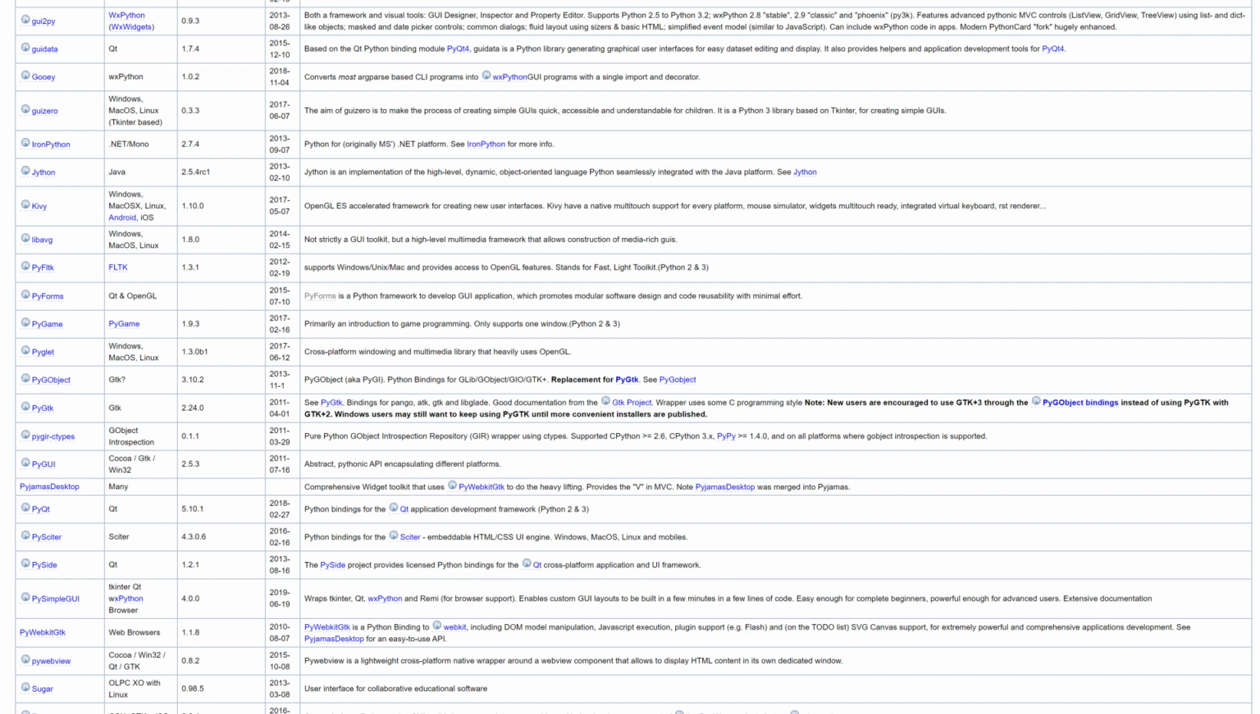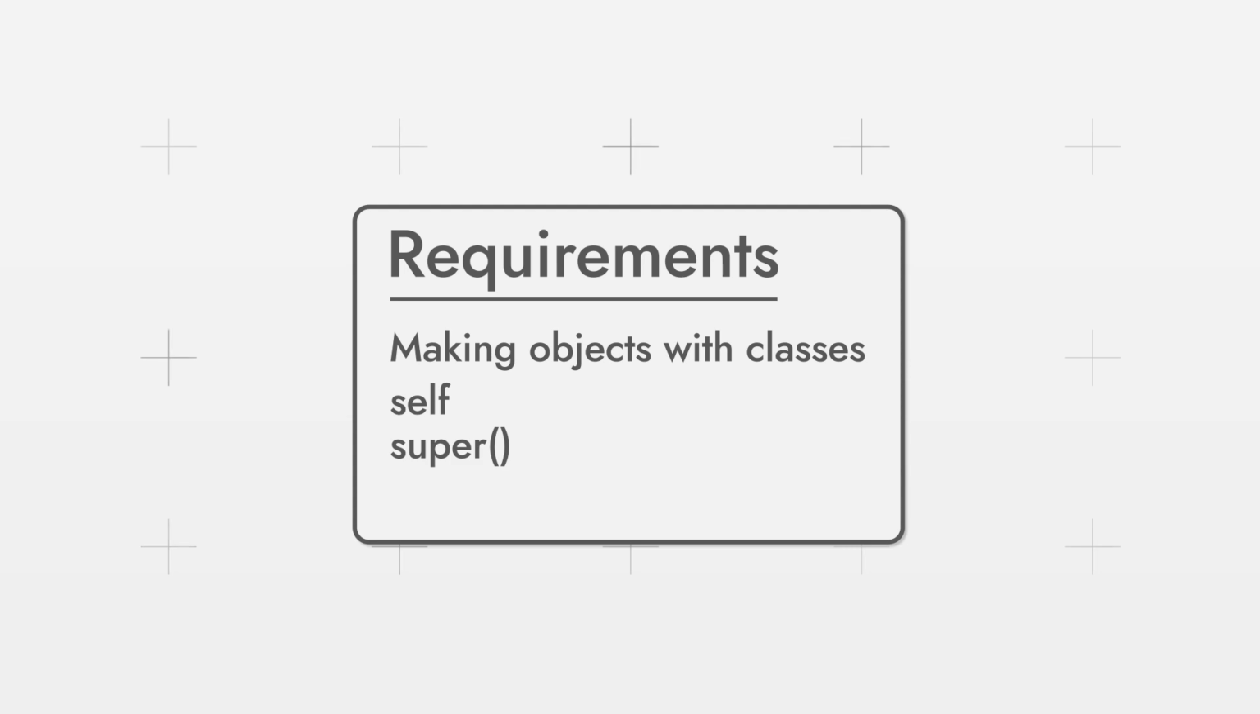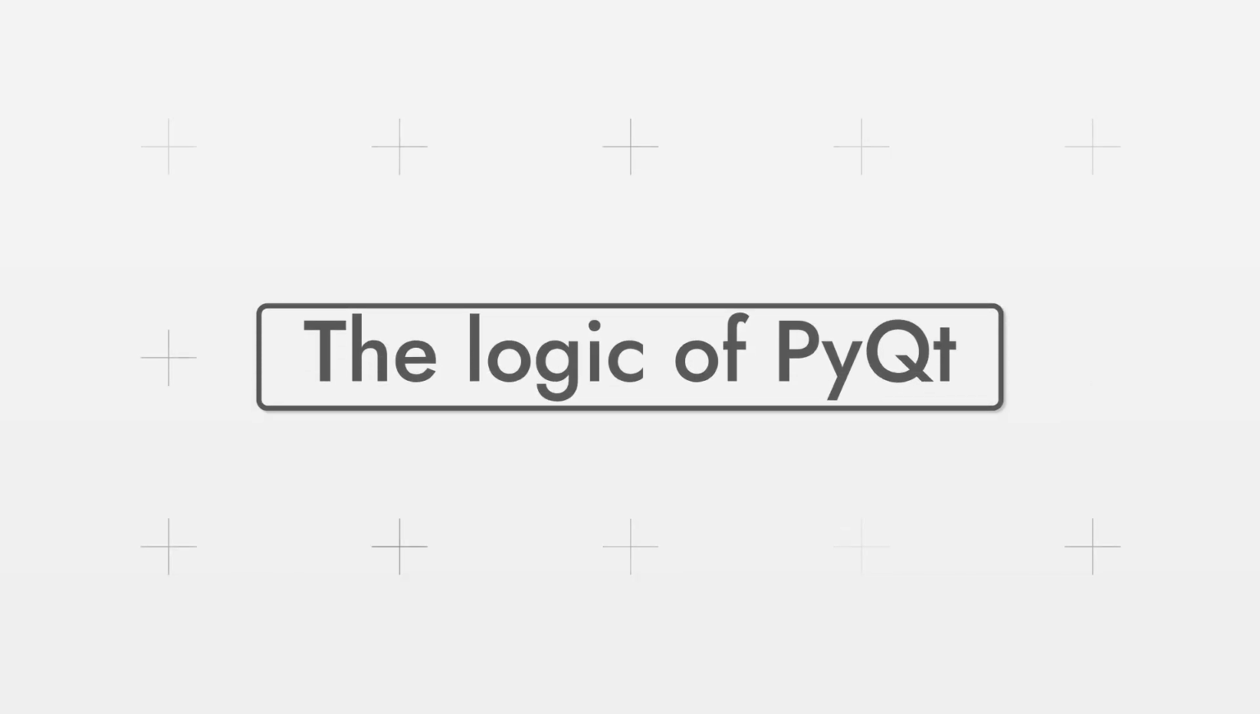And before I get into the logic of PyQt, I have to warn you that you need to have at least a basic understanding of object-oriented programming in Python. Otherwise, nothing is going to make sense. Specifically, you will need to know how to create an object from a class, how to use self and inheritance with super, but you won't need multiple inheritance or decorators, at least for this tutorial. And besides that, you should also know about lambda functions. With that out of the way, let's talk about how PyQt works.